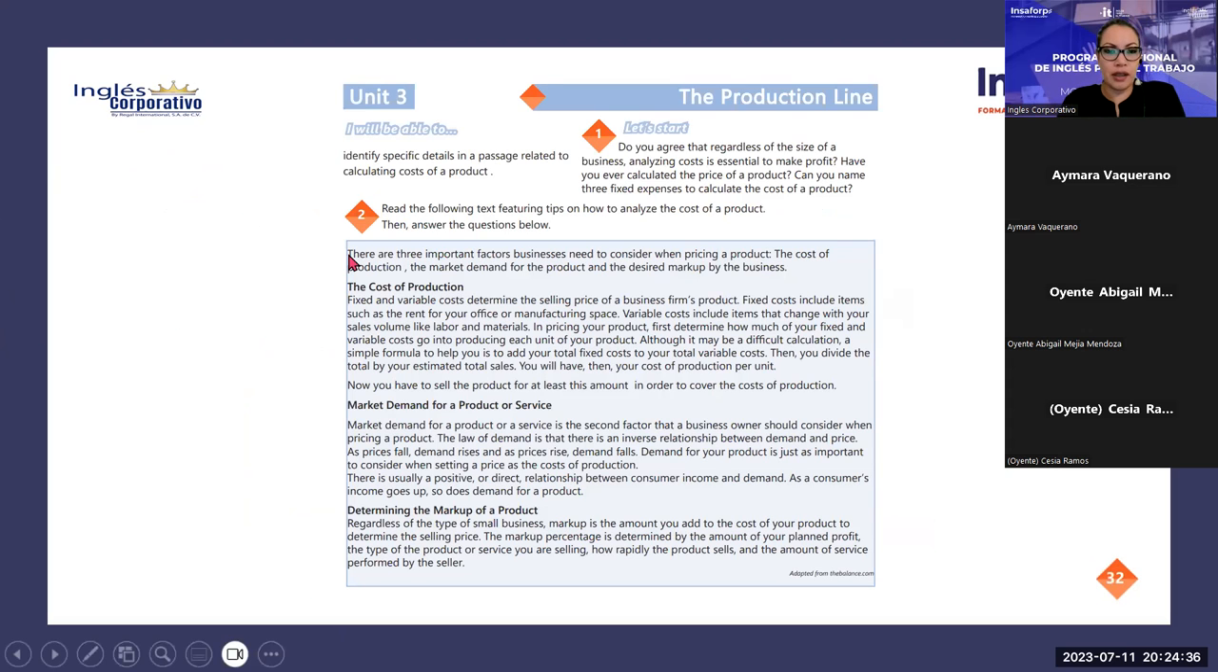So then we have this reading. I think it's the last part of section number three. And in this, we are going to identify specific details in the passage related to calculating cost of a product. This is the aim of this paragraph. And we are requested to read the text featuring tips on how to analyze the cost of a product. And then we will answer some questions regarding that reading.